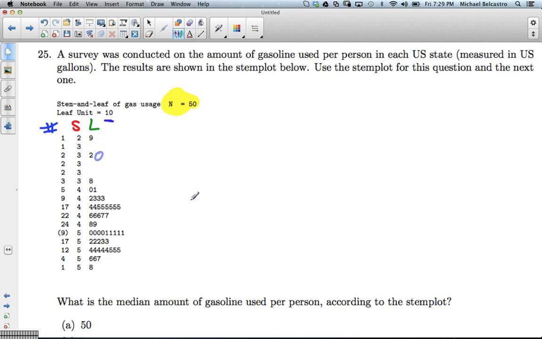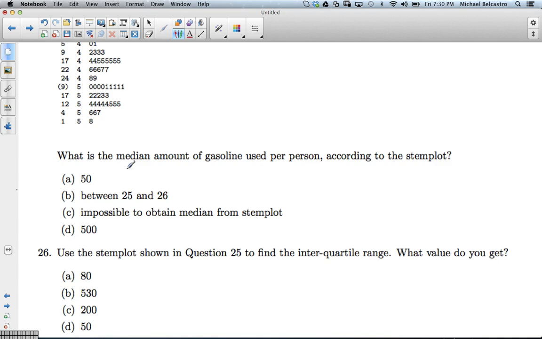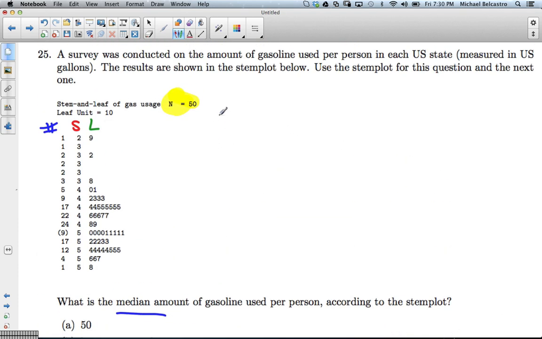So the very first question says, what is the median amount of gasoline per person according to the stem and leaf plot? Well, median is what? The middle value. So what's the middle value? Well, we know there's 50 pieces of information altogether. So to find the middle, we take the total n and divide that value by 2, and that's going to give us 25, right?